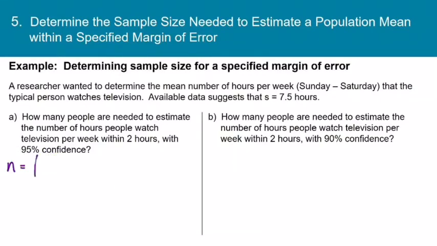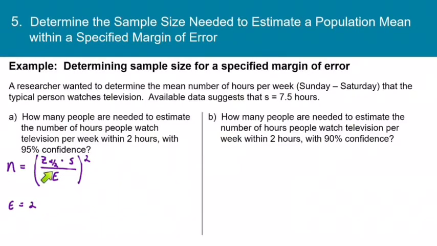Well, let's start by looking at the formula for n. We know n is equal to z sub alpha over 2 times s over e, all squared. So let's start with what we know. They told us in the problem that s equals 7.5 hours. They also told us that we're trying to estimate the number of hours people watch TV per week within 2 hours. So 2 is our margin of error.